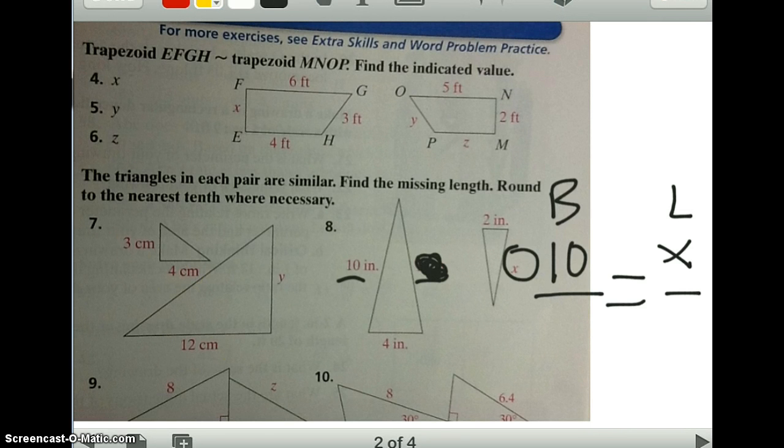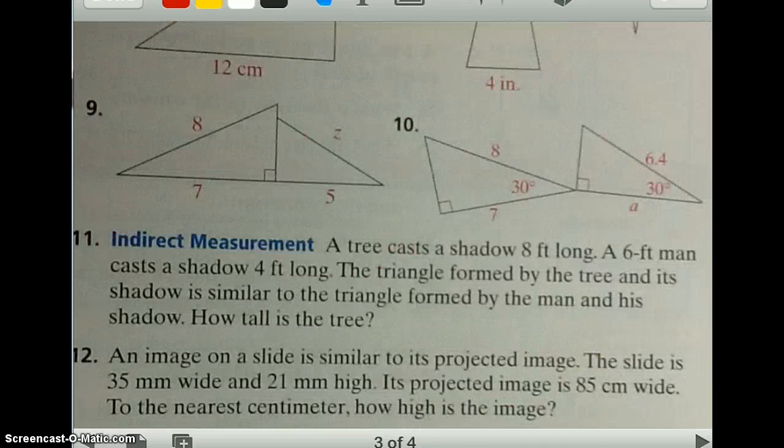Then, so what happens on the bottom? I've got a 4 and a 2. So I'm going to put my 4 here, my 2 here. Well, how to get from 4 to 2? You've got it. So the x should be okay. Don't forget to label it. And on we go.